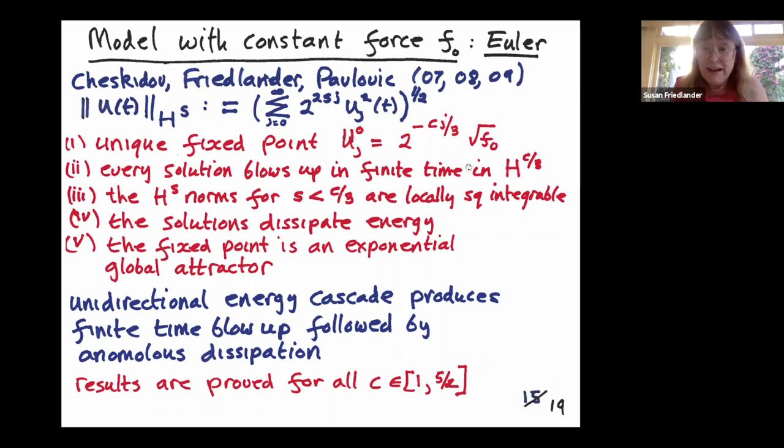So we have blow up in finite time in this Onsager critical space. And then the H^s norms for all s less than c/3 are locally square integrable. And these solutions dissipate energy so that everything will ultimately go to the fixed point. And this fixed point is an exponential global attractor. So our unidirectional energy cascade, which we have built into the model partly for this reason, produces finite time blow up, followed by anomalous dissipation. And this result can be proved for all c in this arguably reasonable range between 1 and 5/2. So we prove the existence of anomalous dissipation for our Euler model exactly as we would love to do, but can't, for the Euler equation itself.